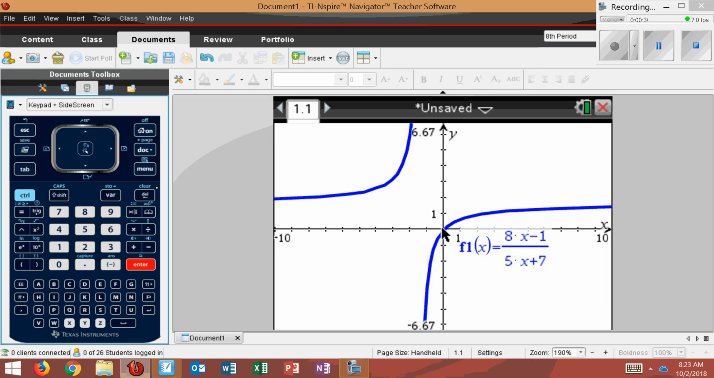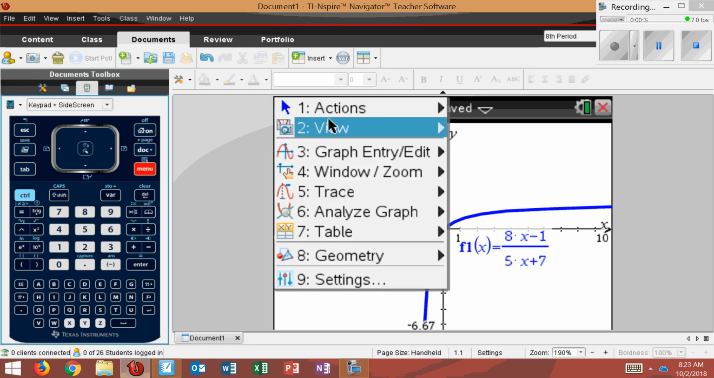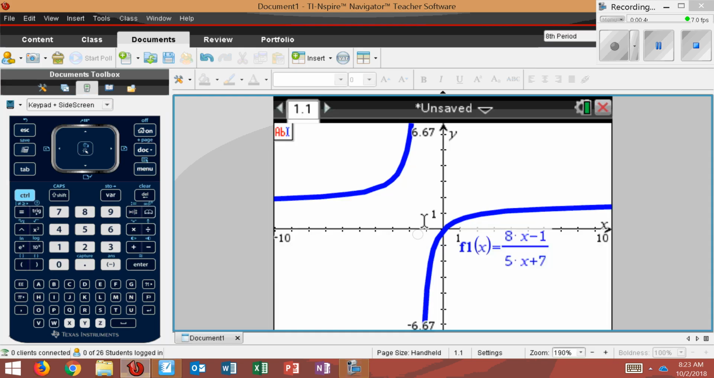To help us out, I'm going to say menu, actions, text, because I can type in x equals negative 7 divided by 5. And I'll write it just the way they wrote it, and the calculator will automatically change it this way. And what I'm going to do is drag this over to the y-axis, or you could do it to the x-axis, and we'll add the line. So that's what the graph looks like.